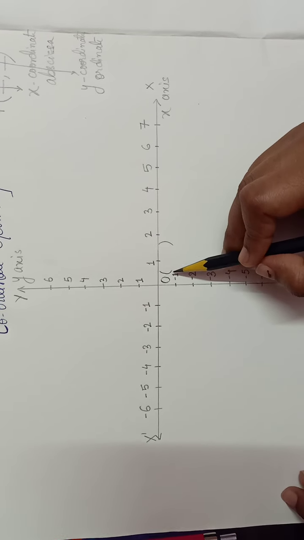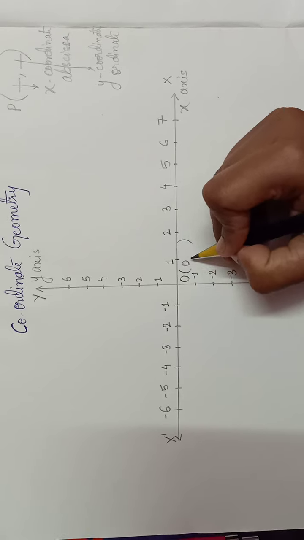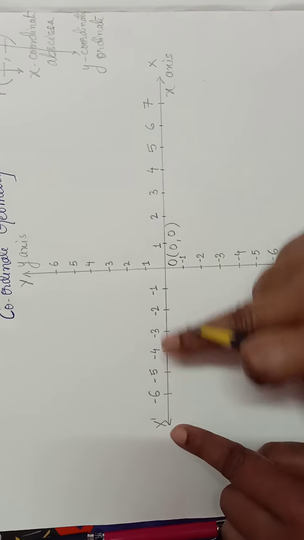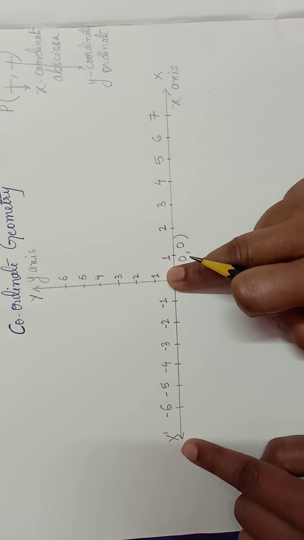Now, as I told, we will mark the coordinates of the origin first. The coordinates of the origin are 0, 0, because on the x-axis it is 0 and on the y-axis also it is 0.